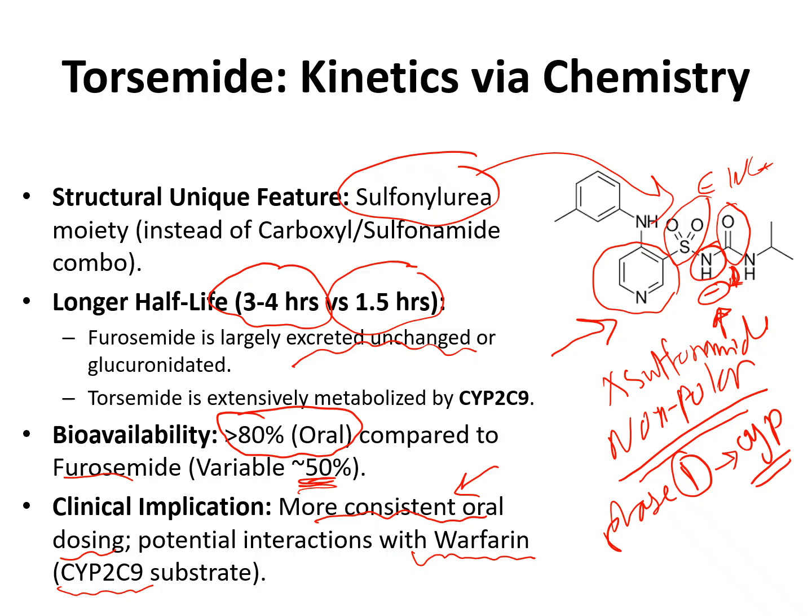Torsemide is used exactly like furosemide as well as bumetanide. Same efficacy more or less. I mean, same efficacy as furosemide, not as bumetanide. Bumetanide is much more effective than both compounds. But here the advantage is longer half-life and better oral bioavailability, basically because it needs to go through phase 1 before phase 2 to be excreted out.